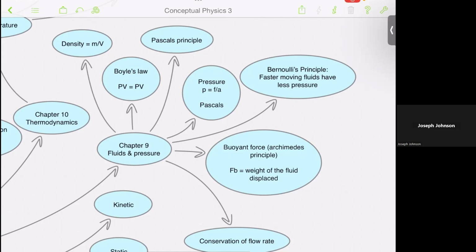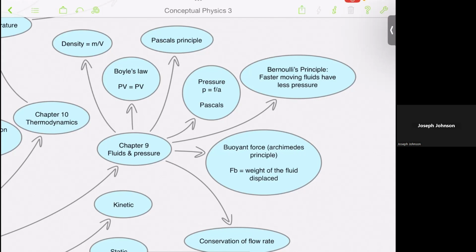If the object was more dense, then the weight of the fluid displaced would be less than the weight of the object, because the fluid is less dense, the volume is the same, so the mass of the object is bigger than the mass of the fluid, and therefore the weight of the object is more than the weight of the fluid. So it would sink to the bottom.